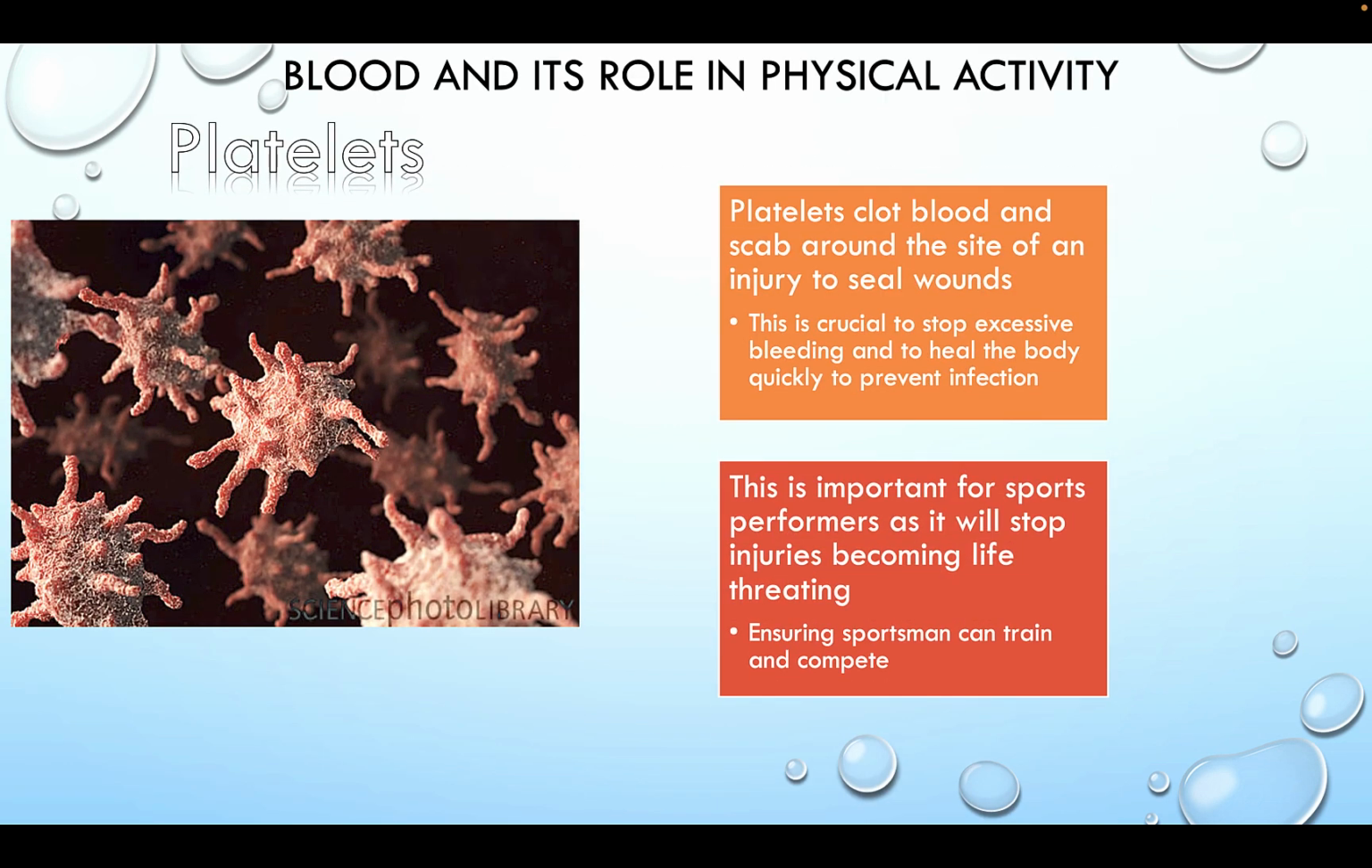Platelets. Platelets clot blood and scab around the site of an injury to seal wounds. This is crucial to stop excess bleeding and to heal the body quickly to prevent infection. This is important for sports performers as it will stop the injuries becoming life-threatening, ensuring the sportsman can train and compete.